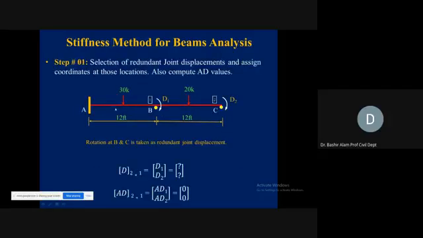Now, here you can see this is the original structure. This is our location 1 at B and location 2 at C. The unknown rotation at B I'm showing by D1, and the unknown rotation at C we are showing by D2, and you can see its sense also: these are clockwise. So clockwise rotation, initially I take this as positive.